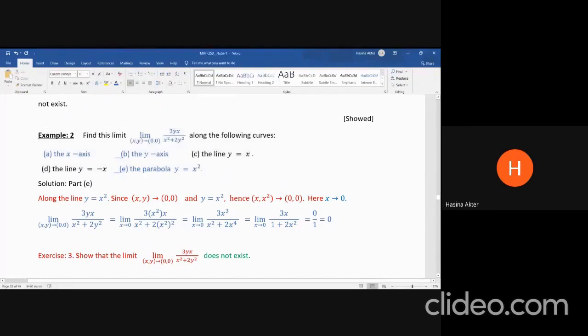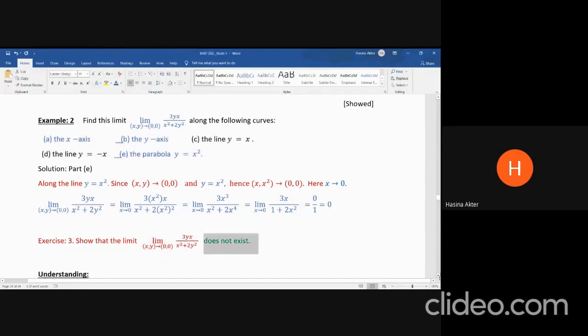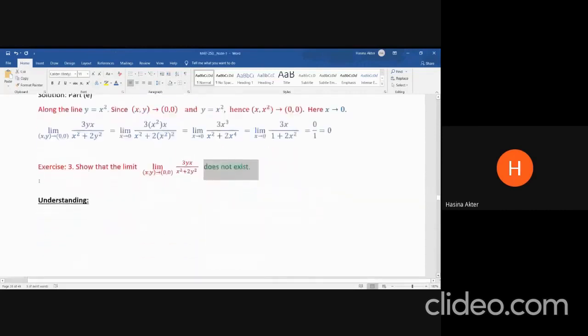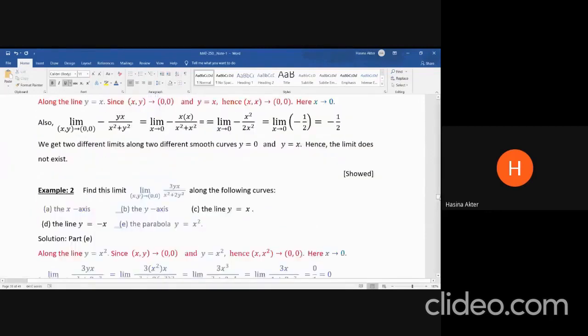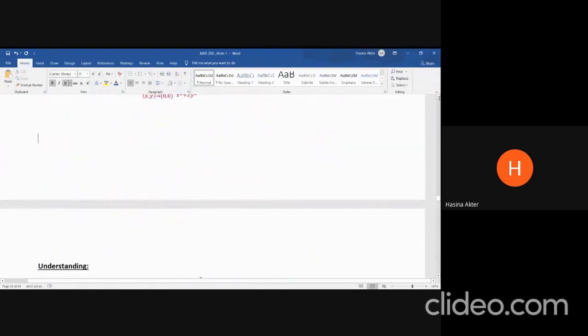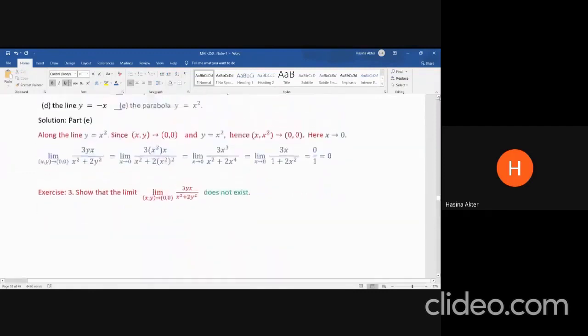But question 3 says that show that the limit does not exist. That means it doesn't matter, you can pick 2 directions from here where you have different limits. You just need to find 2 directions where the limits are different. And if you need to do 5 or 7 or 10 directions to find 2 where the limits are different, it's completely up to you.